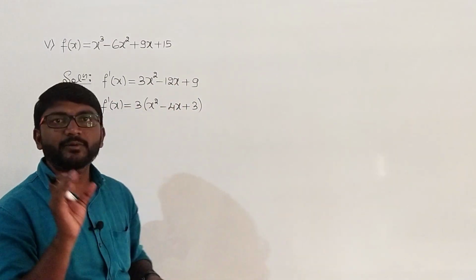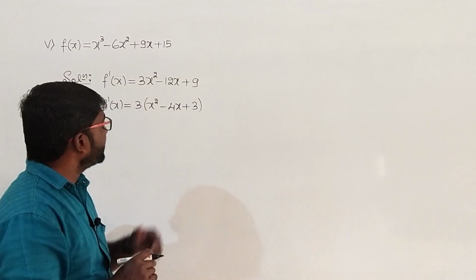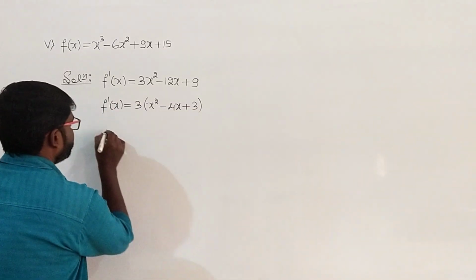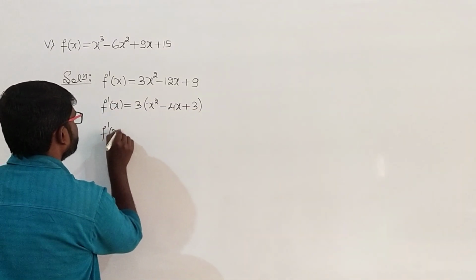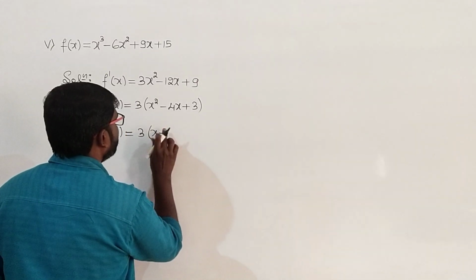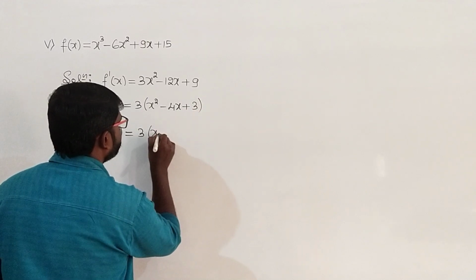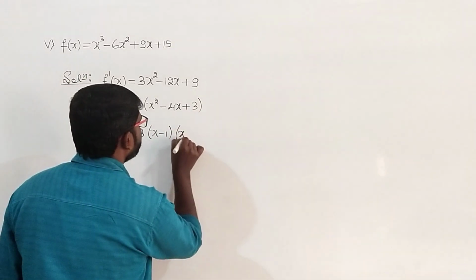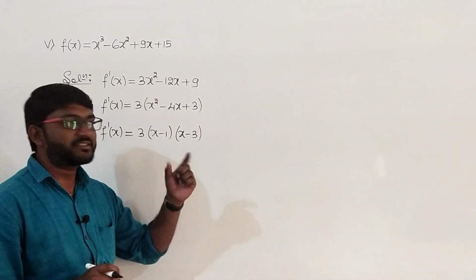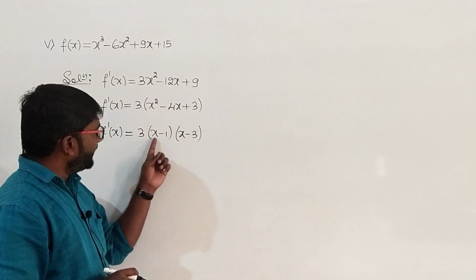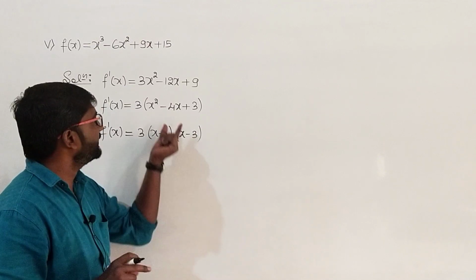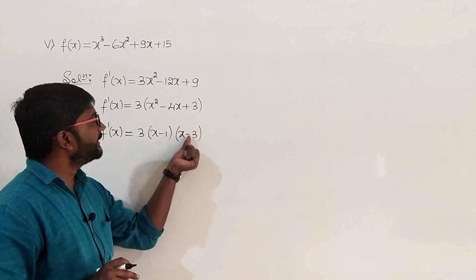So how do you write x square minus 4x plus 3? It can be written as x minus 3 into x minus 1, or x minus 1 into x minus 3. So f dash of x equals 3 times x minus 1 into x minus 3. Multiply these two and check whether you get back the previous term. x into x is x square, x into minus 3 is minus 3x, and here you have minus x. Minus 3x minus x gives us minus 4x. Minus 1 into minus 3 will be plus 3.